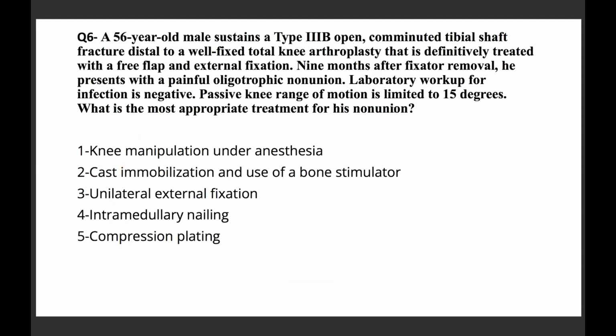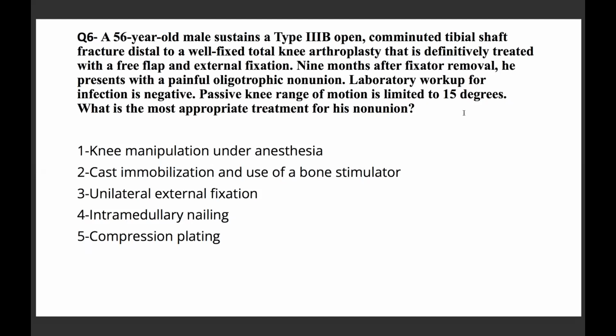56-year-old male, type 3B open, comminuted tibial shaft fracture, distal to a well-fixed total knee arthroplasty, that is definitively treated with a free flap and X-fix. Nine months after fixator removal, he presents with a painful oligotrophic non-union. Laboratory workup for infection is negative. Passive range of motion is limited to 15 degrees. What is the most appropriate treatment for this non-union?